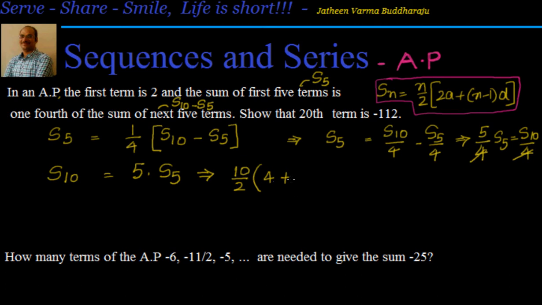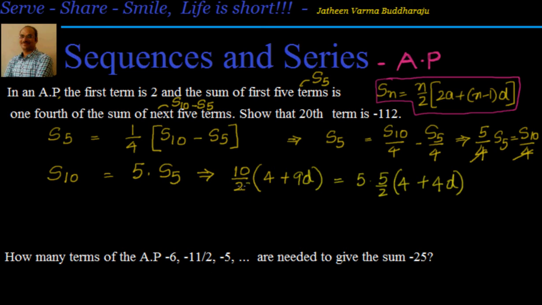Right. 10 by 2 into 2a plus n minus 1. What is our n here? 10. So can I say 90 equal to 5 into S5, which is again 5 by 2 into 2a, that is 4, plus n minus 1. N is 5 now. So can I say 4 plus 4d. Okay. Right. Now if I simplify this further, what happens?